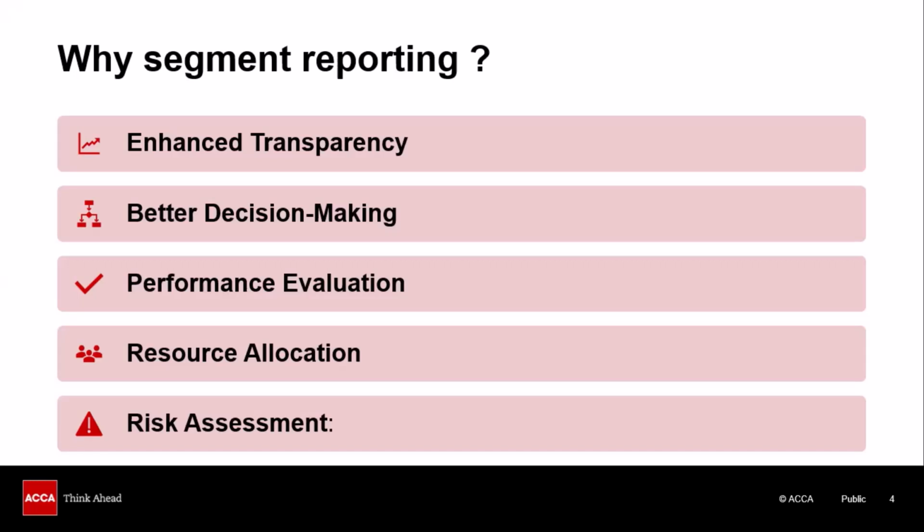Number three, better decision making. When you break down this financial information by segment, management already uses this information to make decisions. Now, what's happening is we're drawing from the same information and we are providing it to other external stakeholders. Now, they can use this information to also make informed decisions.